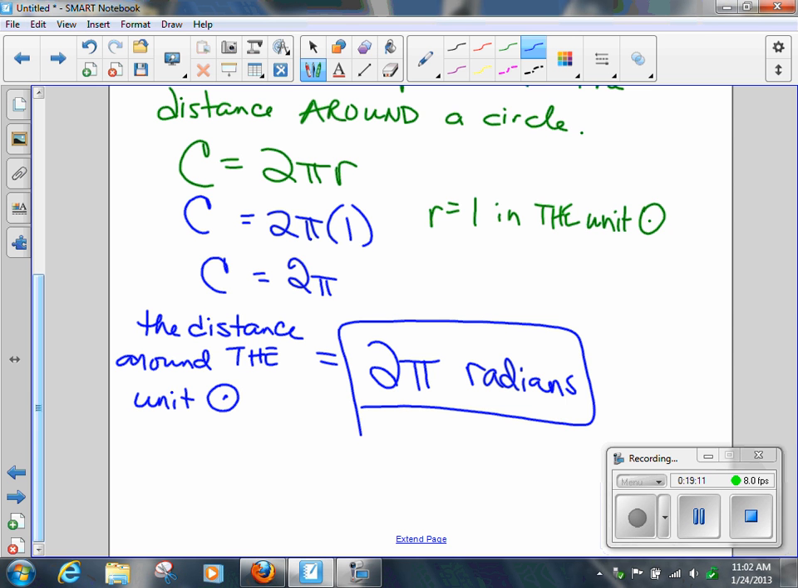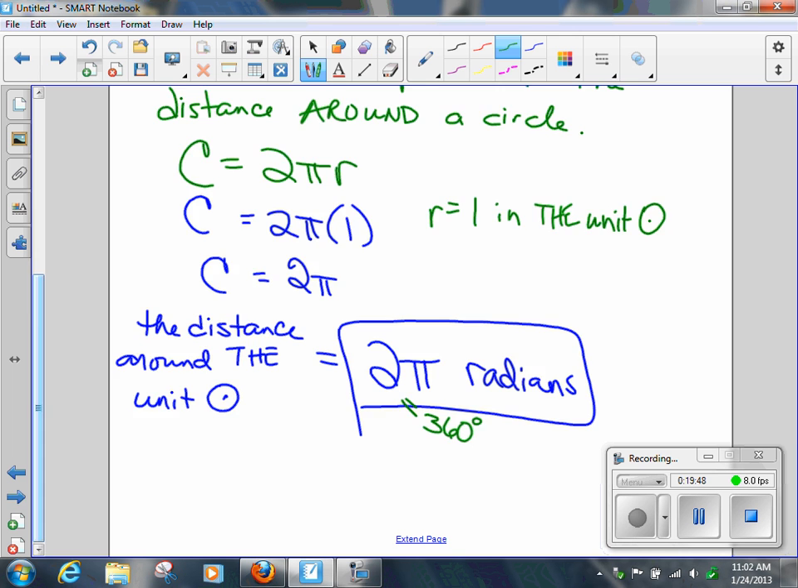So 1 complete revolution around our unit circle is 2 pi radians, which is equal to how many degrees? 1 complete revolution, 360 degrees. We're going to go back and forth. We're going to think a lot in terms of degrees because that's the way our brains are kind of wired. But we're going to be dealing with these radians now.